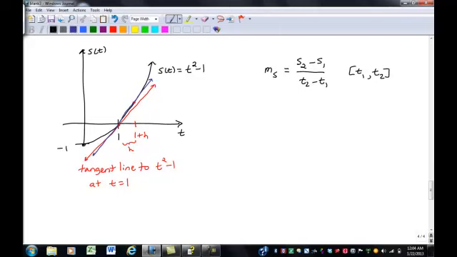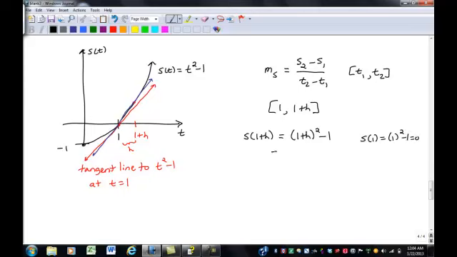Well, so that's what I'm going to do. I'm going to let my first point be 1, but now my second point is going to be 1 plus h. Now I've got to figure out the y value. When I plug in 1 plus h, that means I replace every t with a 1 plus h. And when I plug in 1, I get 0 again, just like before.